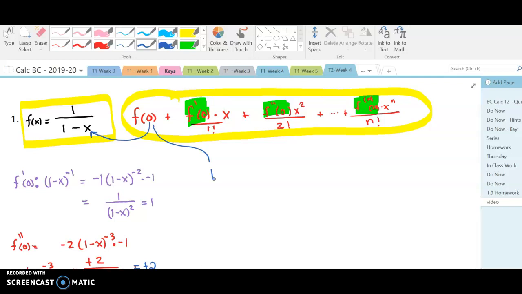And I've done so here, rewriting 1 over 1 minus x as 1 minus x to the power of negative 1 gives us negative 1. I subtract 1 and get a new power of negative 2. And this negative 1 comes from the chain rule, the derivative of the inner. Rewriting this, I have 1 over 1 minus x squared. And when I plug 0 in, I get 1. So this first derivative is going to be 1.